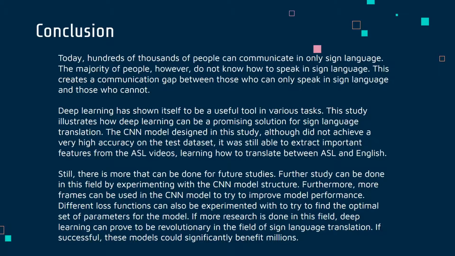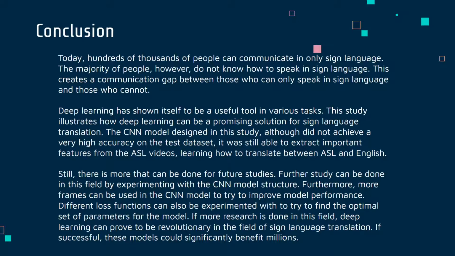To conclude, today, hundreds of thousands of people can communicate in only sign language. The majority of people, however, don't know how to speak in sign language, and this creates a communication gap between those who can only speak in sign language and those who cannot. Deep learning, however, has shown itself to be a useful tool in various tasks. The study illustrates how deep learning can be a promising solution for sign language translation. Although the CNN model designed in this study didn't achieve a very high accuracy, it was still able to learn from the videos and translate between ASL and English.